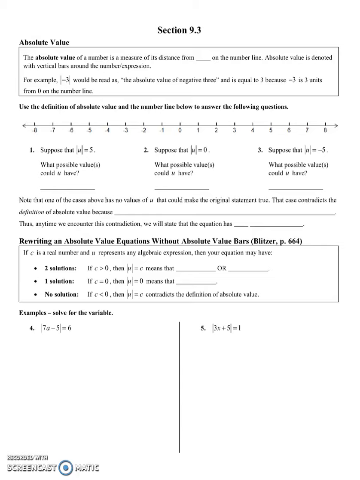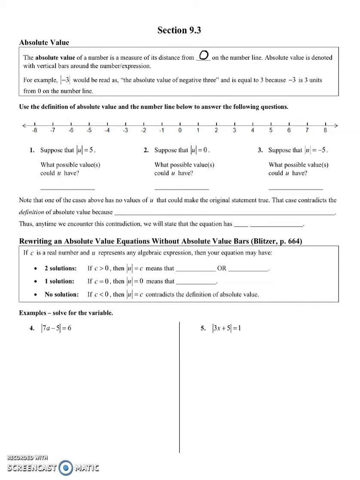Okay, this is section 9.3, and this is all about absolute value. So the absolute value of a number is a measure of its distance from zero on a number line. Absolute value is denoted with those vertical bars around the number or expression. For example, |-3| would be read as the absolute value of -3 and is equal to +3 because -3 is 3 units from zero on the number line.